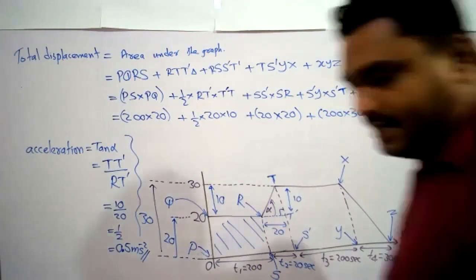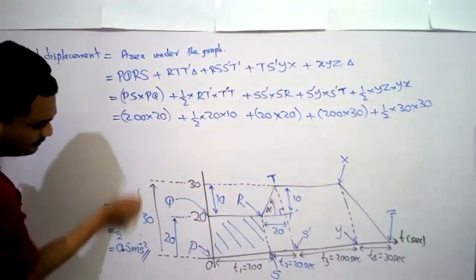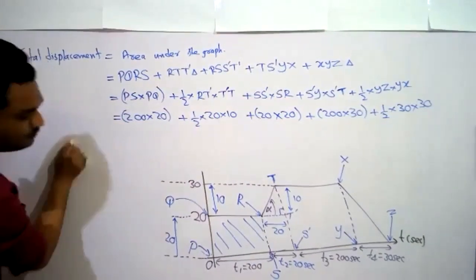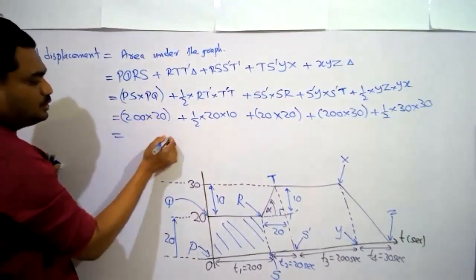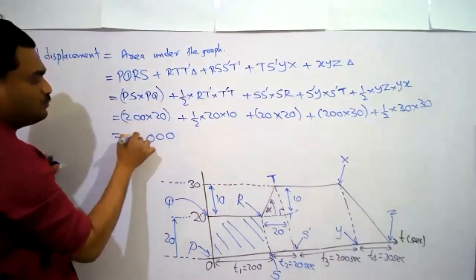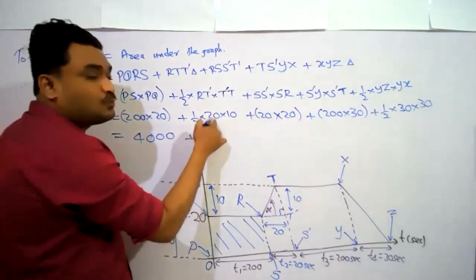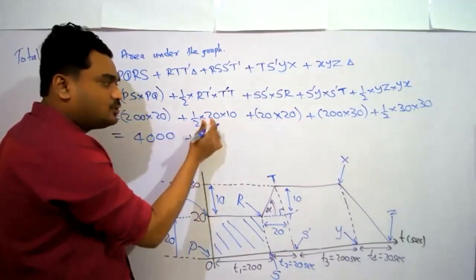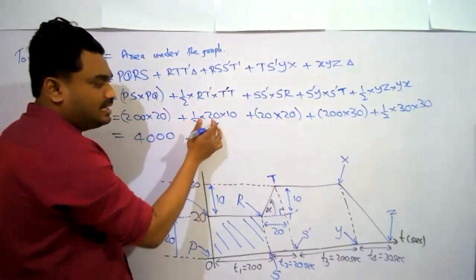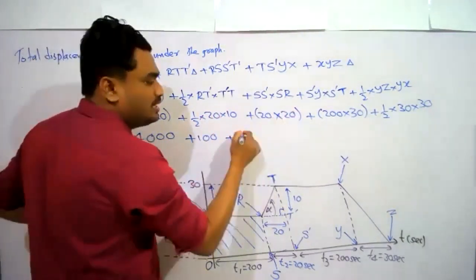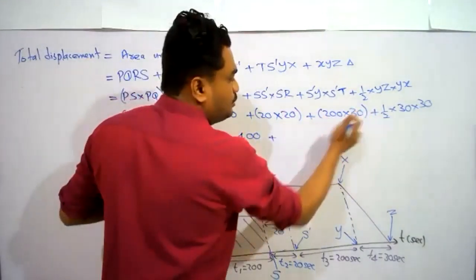Right. So finally, look at the board. So simple. 200 times 20, just write the three zeros, 2 times 2, 4. Plus 20 divided by 2 is 10, 10 times 10, 100. Plus 20 times 20, 400. Plus 200 into 30.